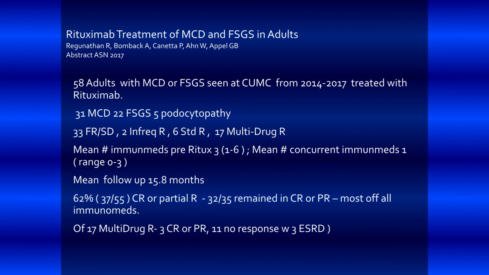This is our series from the Hammersmith. We had 58 adults with minimal change or FSGS. Oh, sorry, this is the American series. I'm looking at the wrong one. So this was from Jerry Appel's group, which was presented at the ASN this year. So 58 adults treated with minimal change or FSGS or some other sort of podocytopathy.